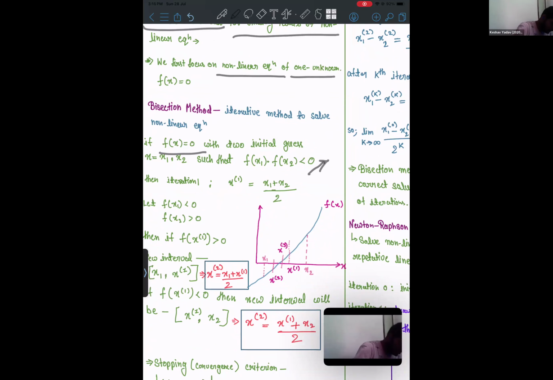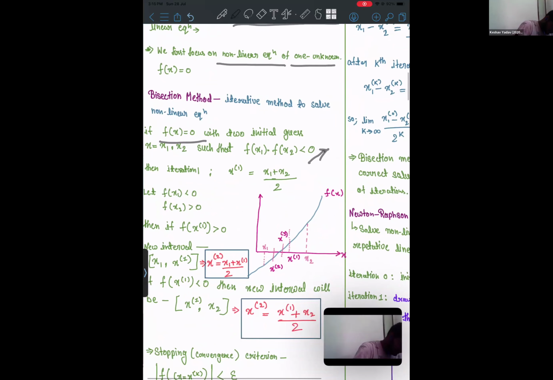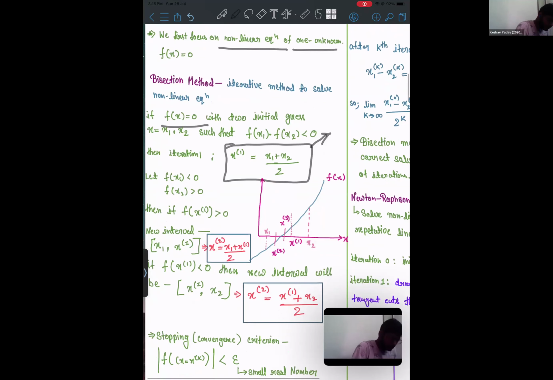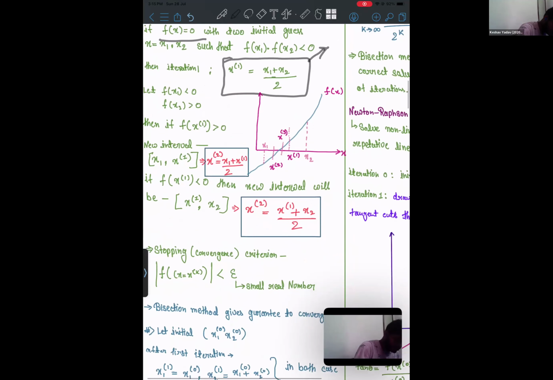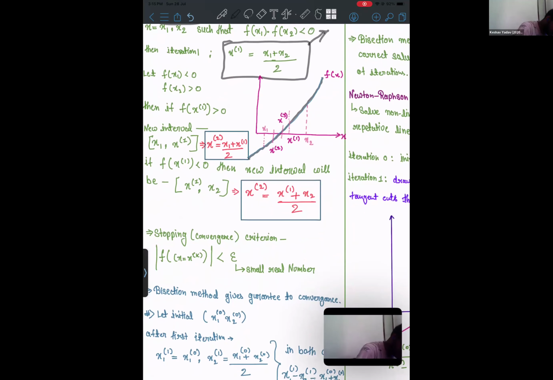Okay. Then we can find the root in the first iteration as x1 plus x2 divided by 2. So if this is a function f of x, and there are some initial guesses x1 and x2, we simply take the average of these two points. So somewhere here it will come. So this will be my first guess. The x in the first iteration that we find is represented by x superscript 1.